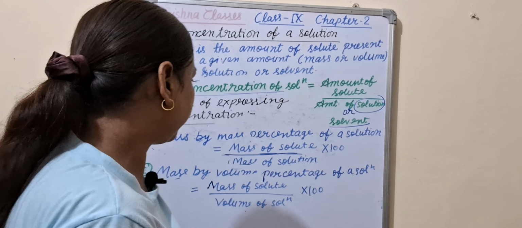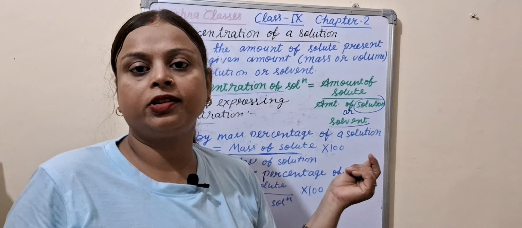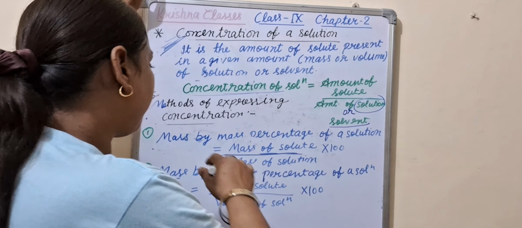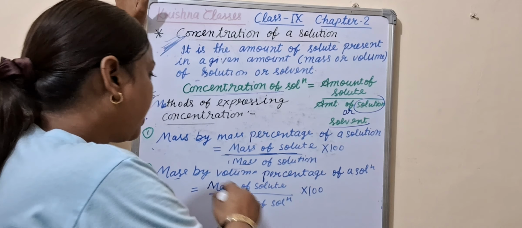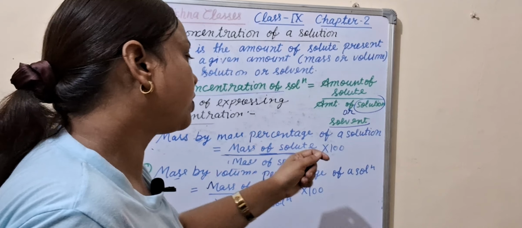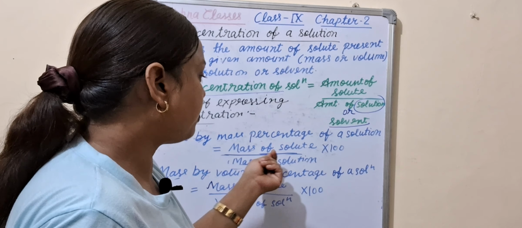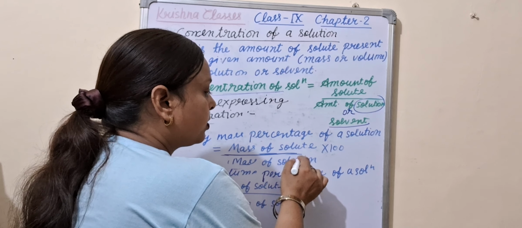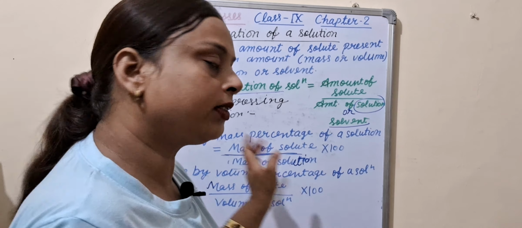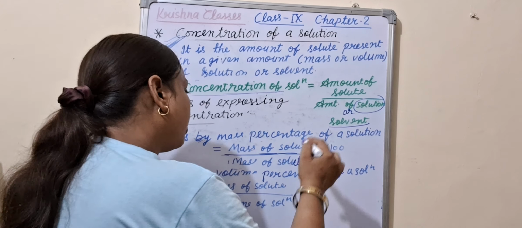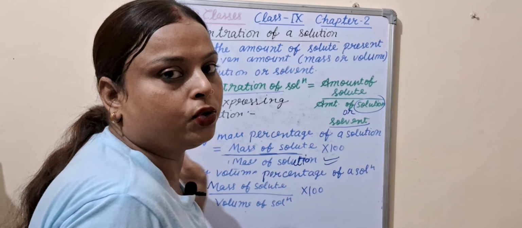So what are the methods of expressing concentration? There are so many methods, but in your syllabus only 2 methods are given. First is mass by mass percentage of solution. When mass of solute and mass of solution are given, then you have to use this formula and multiply it by 100, then you know the mass by mass percentage of a solution.